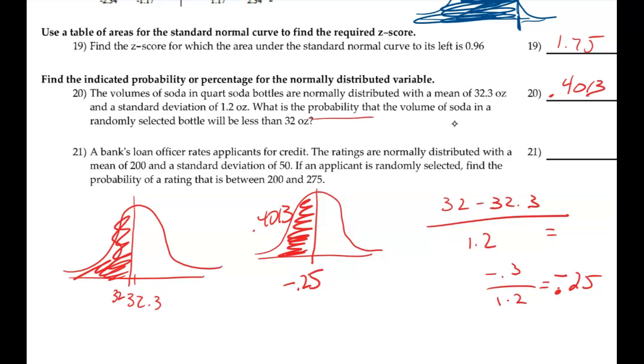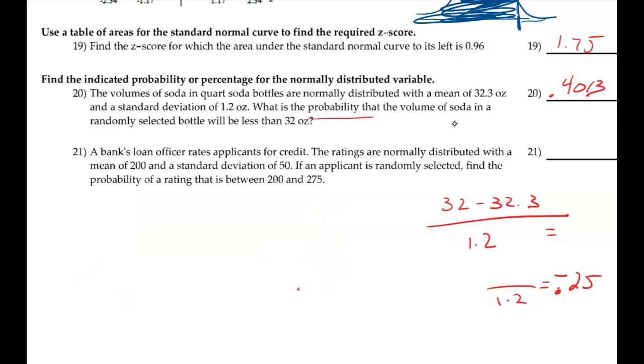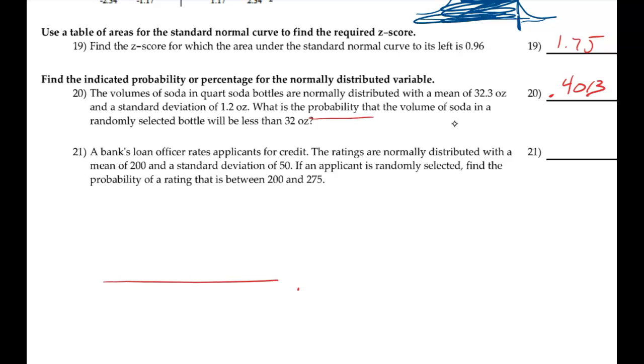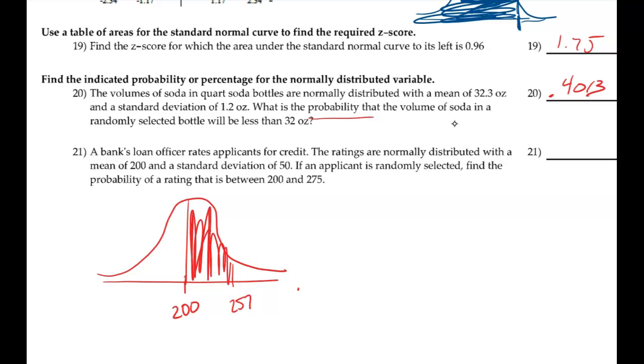All right, now I'm going to do number 21. The ratings are normally distributed with a mean of 200 and a standard deviation of 50. If an applicant is randomly selected, find the probability of a rating that is between 200 and 275. Okay, so here it is unstandardized. The mean is 200. That's already given. And then we've got 275 would be out here somewhere. And they want what is directly in between.